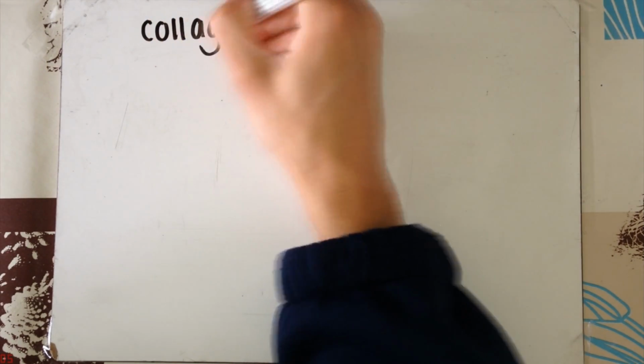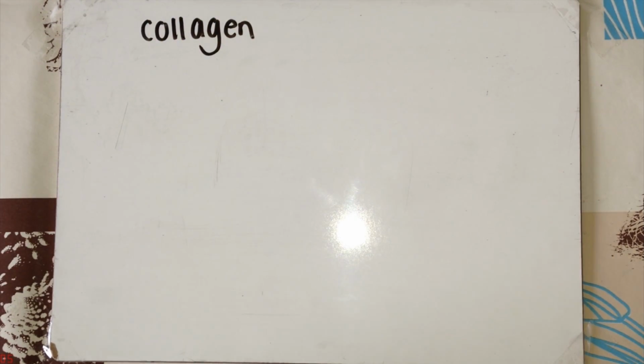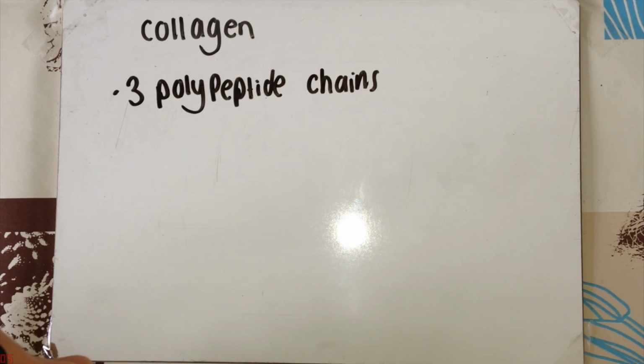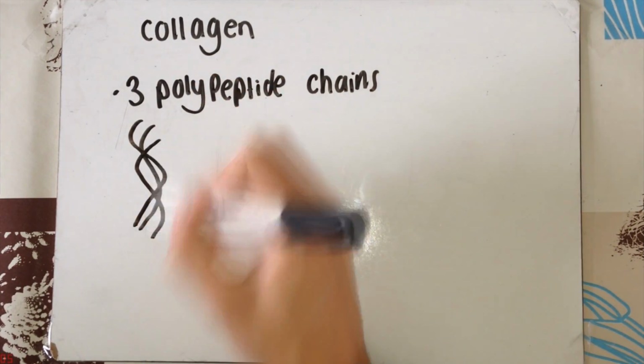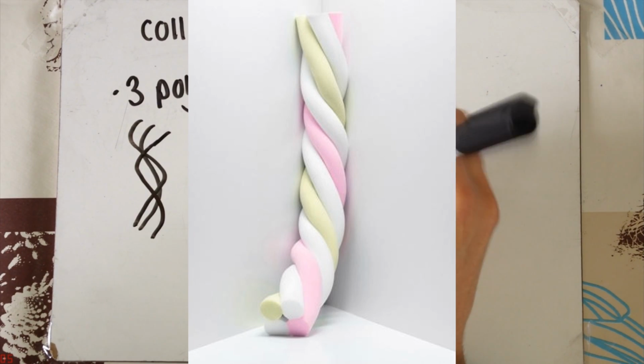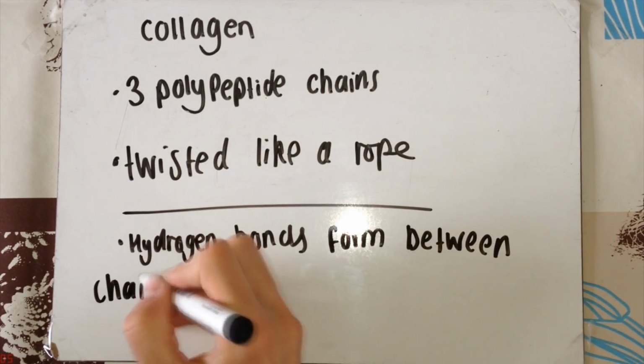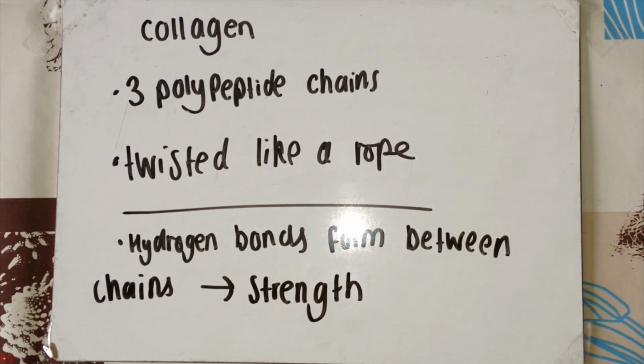The next protein I'm going to talk about is collagen. Collagen is made up of 3 subunits as opposed to haemoglobin's 4. These 3 polypeptide chains are twisted round each other to make a shape very similar to a marshmallow flump. Hydrogen bonds form between each polypeptide chain. This provides extra strength in the rope-like structure.